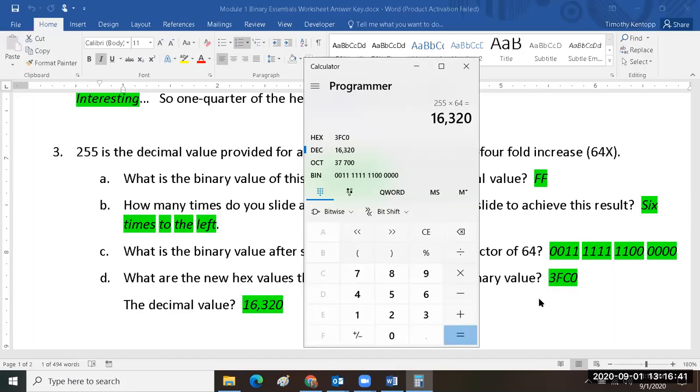Are there any questions about item number 3 on the worksheet before we continue? None from me. No.